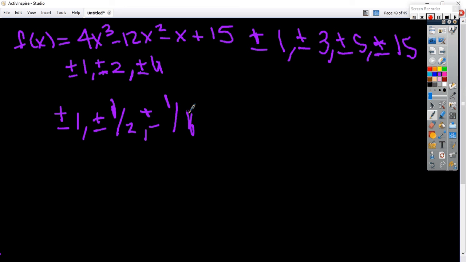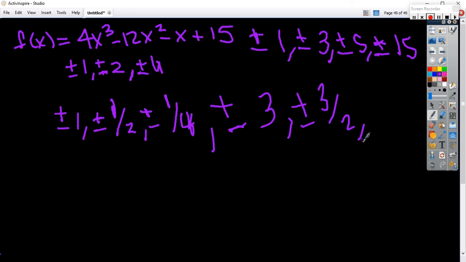Oh, this is going to be hard. Then it's going to be 3 divided by 1. So that's 3. Then it's going to be 3 divided by 2, so that'll be 3/2. Then it'll be 3 divided by 4, so that'll be 3/4. Then you go to 5. So it'll be 5. I'm not good with fractions.